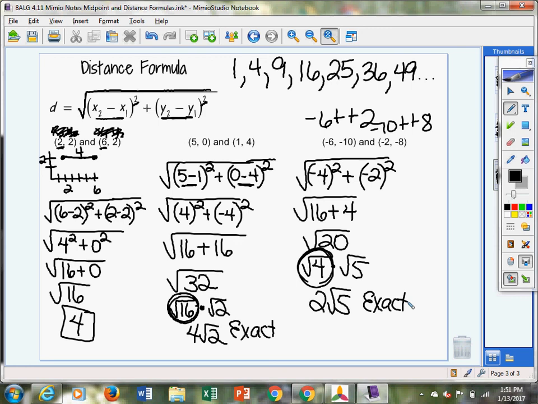Okay, so in class, for homework, you'll be given a worksheet where you will practice these skills. You're going to practice calculating the midpoint, finding the missing endpoint, and finding the distance between 2 points. And you're going to practice these skills on a worksheet.